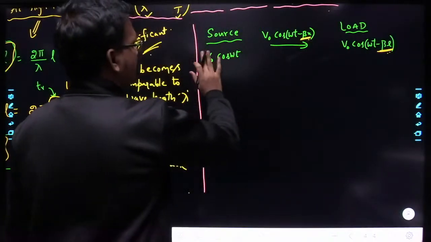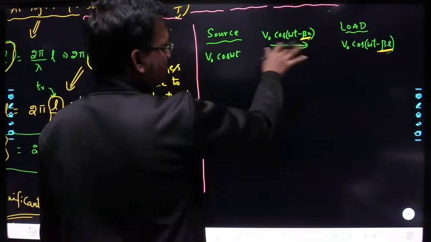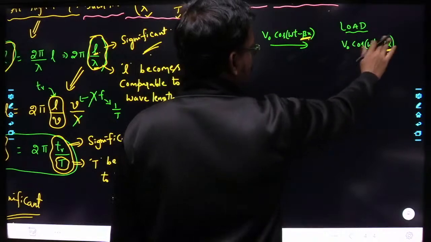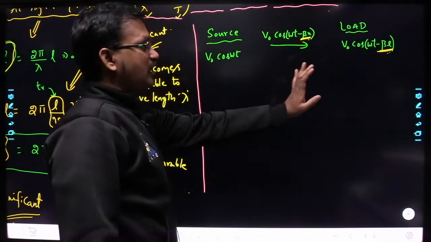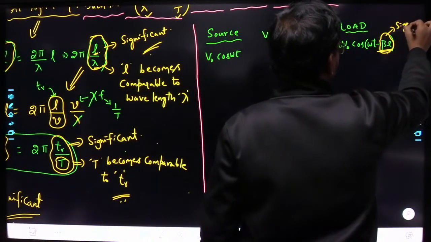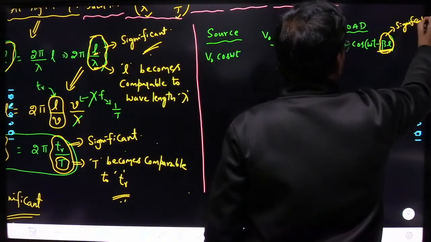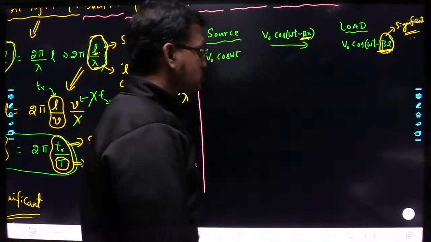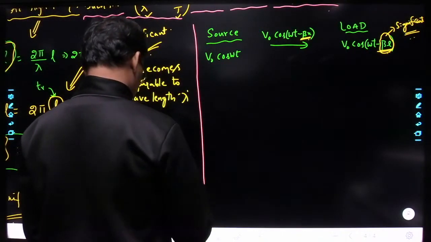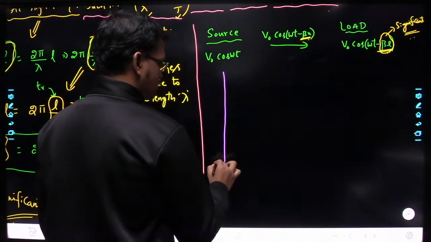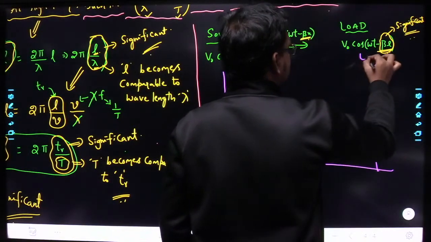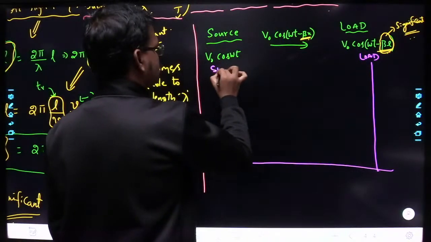So now at the source you are having V naught cos omega t, on the transmission line we are having V naught into cos of omega t minus beta x, and at the load we are having V naught into cos of omega t minus beta L. You should not neglect beta L now, because it has become significant. Now see here, this is the source location and this is the load location.